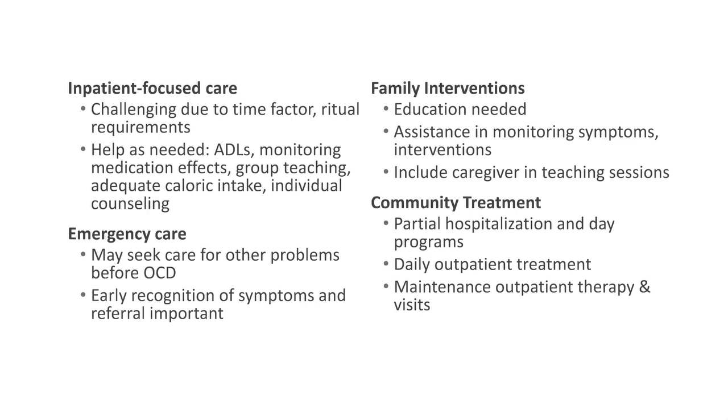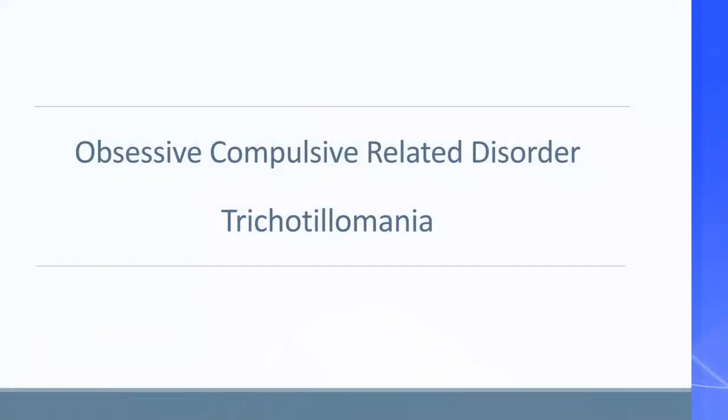Family interventions: education is always needed, assistance in monitoring symptoms and interventions, and include the caregiver in the teaching sessions whenever possible so they can be really involved in the care. Community treatment, we have partial hospitalization and day programs that are really helpful. Daily outpatient treatment would be ideal, and maintenance outpatient therapy, and maybe even home nursing visits.